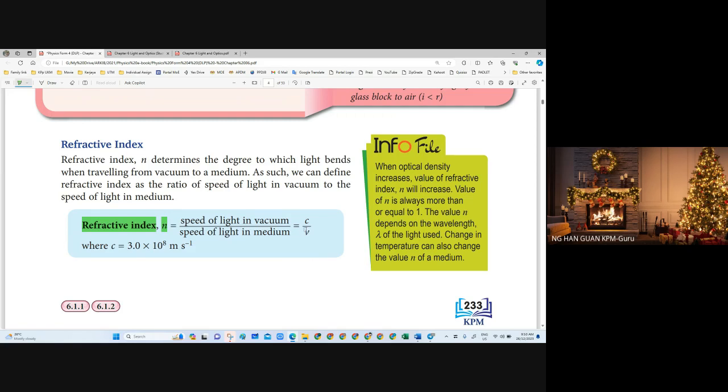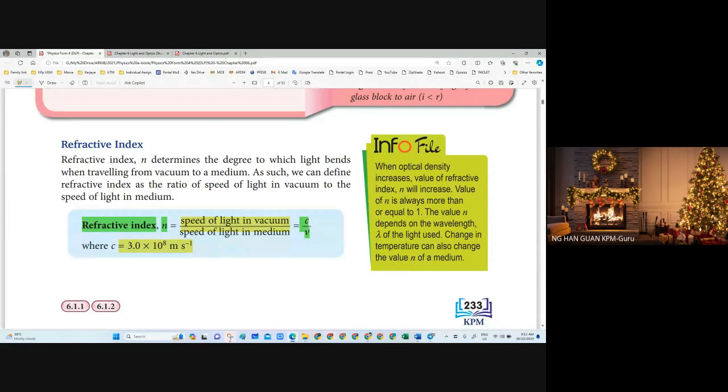Right? So with c over v. c is the speed of light in vacuum. Remember, this speed of light in vacuum is a constant value, which is 3 times 10 to the power 8 meters per second. So in this calculation about refractive index, we have a few formulas referring to finding the same refractive index, and then there are two different c's here.